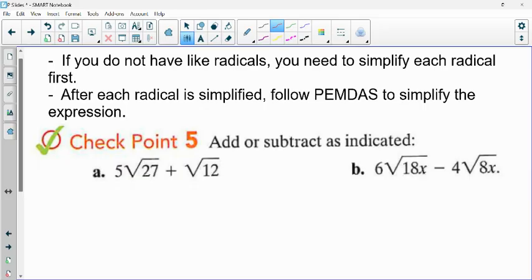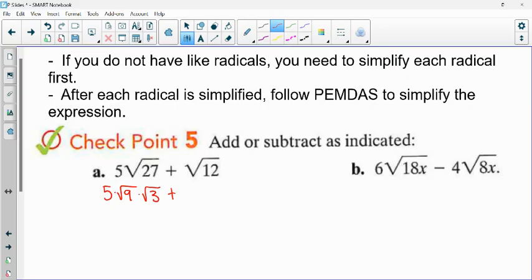So if you notice, both of these do not have like radicals to start. If we go off what we were saying here, it says if you do not have like radicals, you need to simplify each radical first. So I'm looking at 27. What perfect square divides into 27? That was our bell ringer. 9. So we'd have 5 times the square root of 9 times the square root of 3.